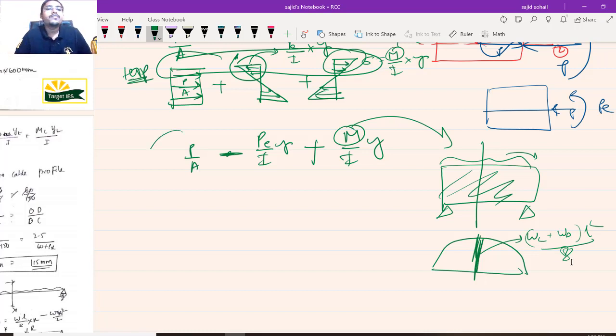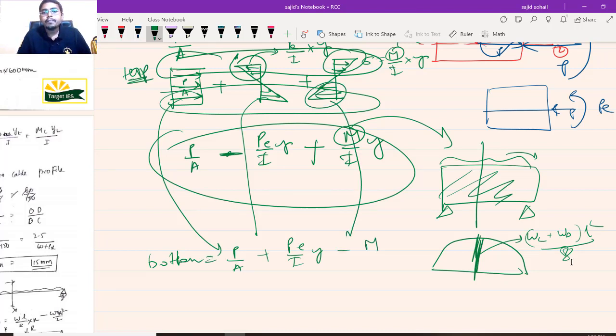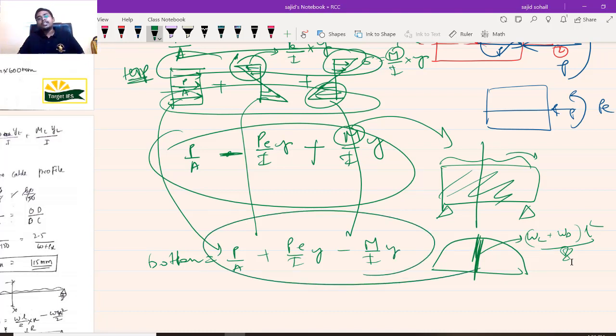So this will be the stress at the top, and what will be the stress at the bottom? Just to see what is there. There is a compression, let us say P by A, and here there is again compression, so plus PE by I into Y. This is at bottom, and here you can clearly see it is in tension, minus M by I into Y. This will be your stress. I hope it is very clear, right?